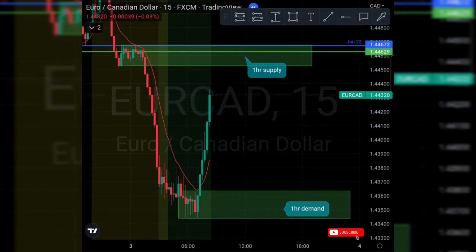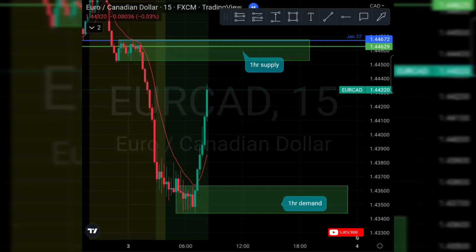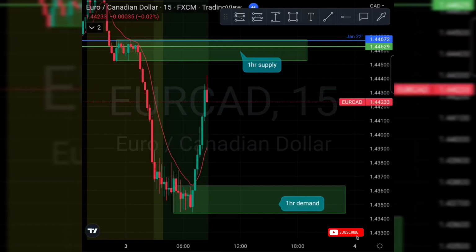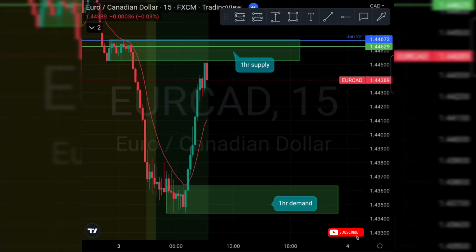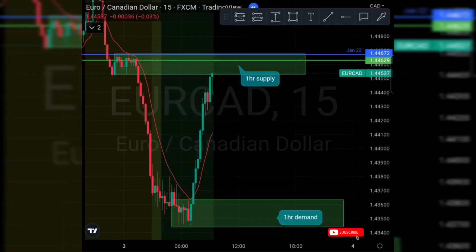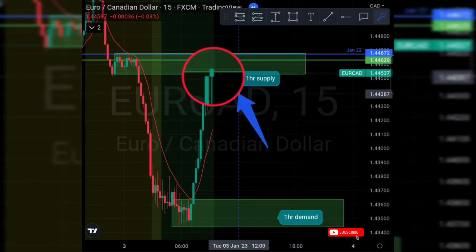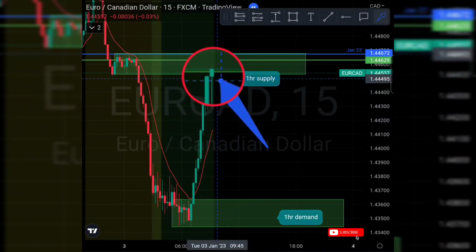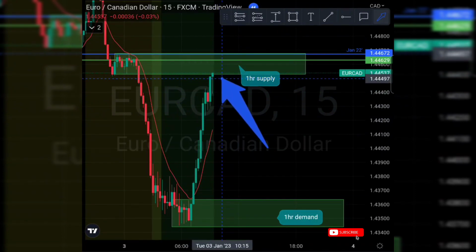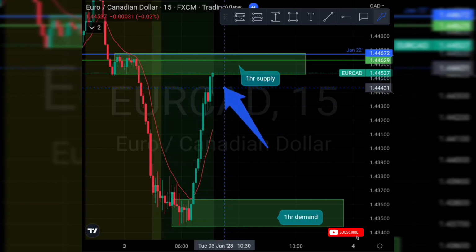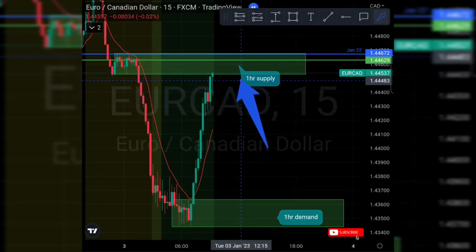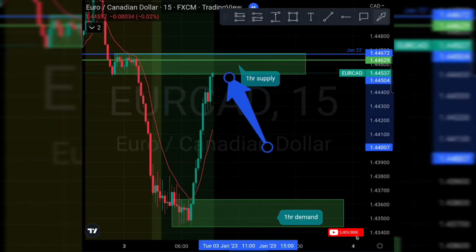So we're just waiting at this point, and what we can do is let price play out here, see exactly which zone it picks. Right there, we can pause. We see that our zone just got hit on our 15-minute time frame. So the 15-minute time frame just tapped into the 1 hour supply.